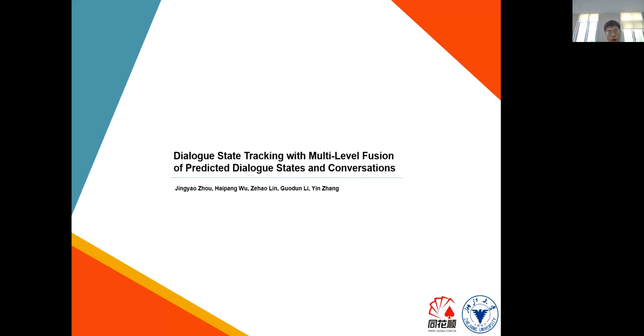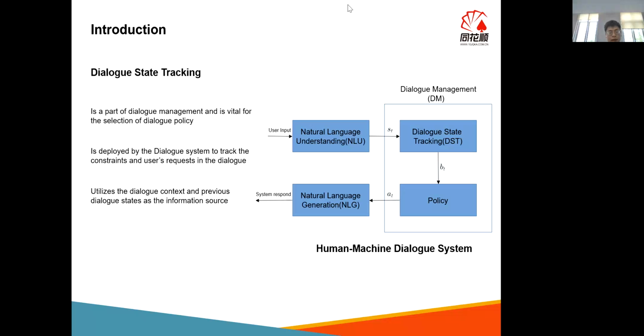My name is Zhou. I will introduce our recent work, Dialogue State Checking with Multi-Level Fusion of Predicted Dialogue States and Compositions. Dialogue systems can be widely used in our daily life, such as table reservation, ticket booking, business consulting, etc. The figure on the right shows the basic structure of the traditional human-machine dialogue system.